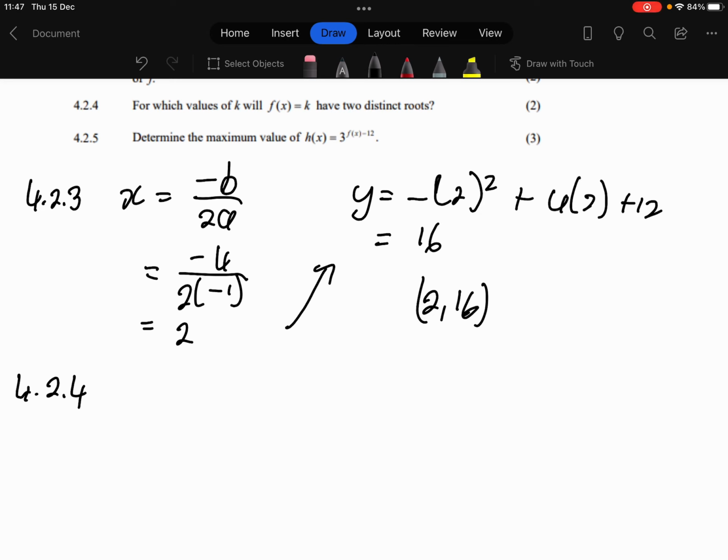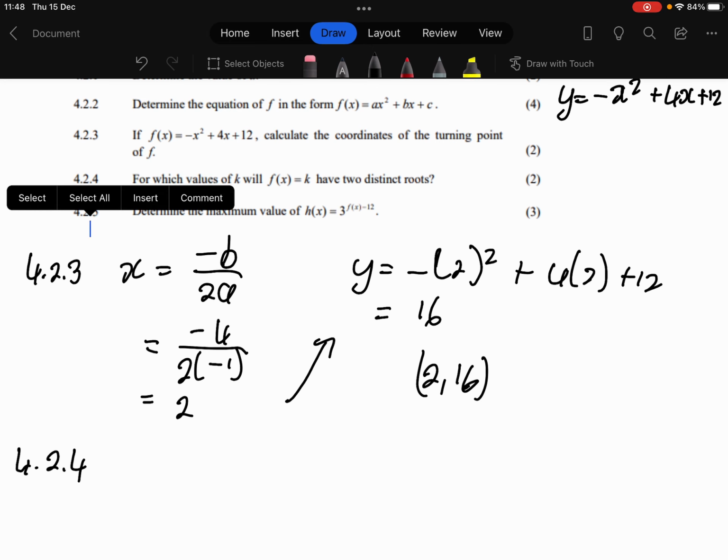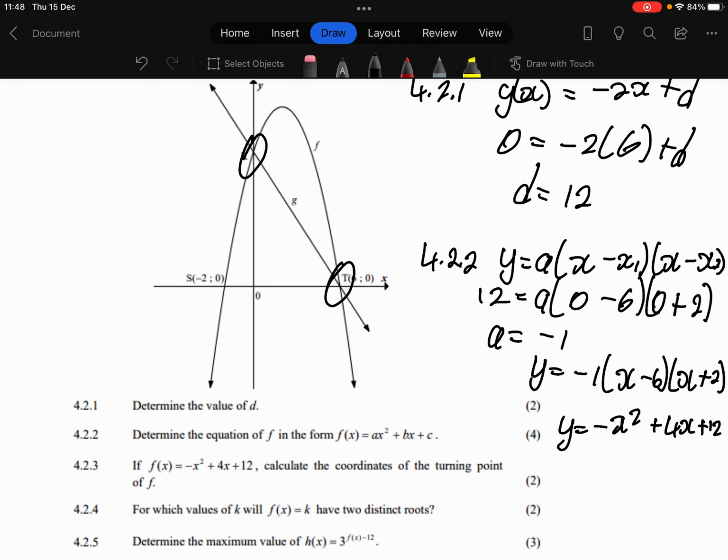Okay, so this is an interesting question. It's saying for which values of k will the graph which is equal to k have two distinct roots. Two distinct roots is basically saying where will it have two different x-intercepts. Okay, so if we look at the graph, we can see that it has x-intercepts at negative 2 and positive 6.